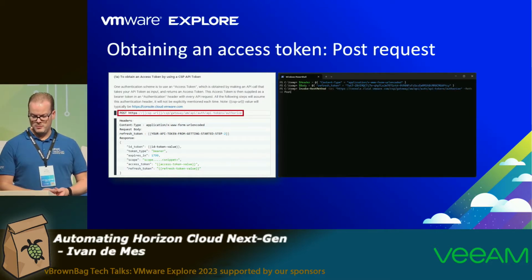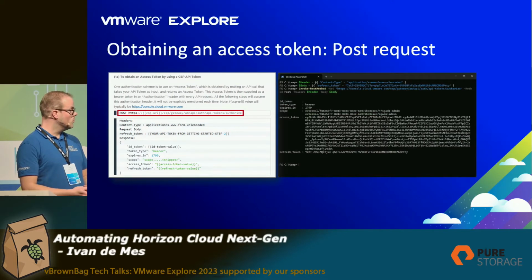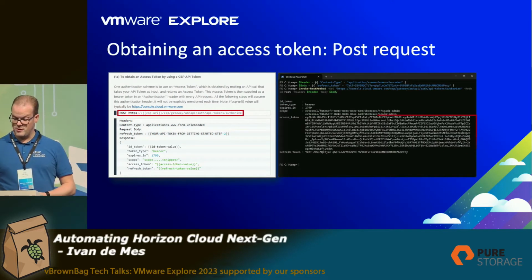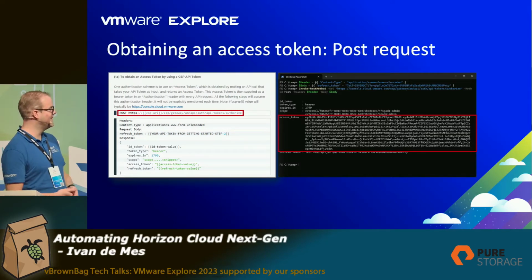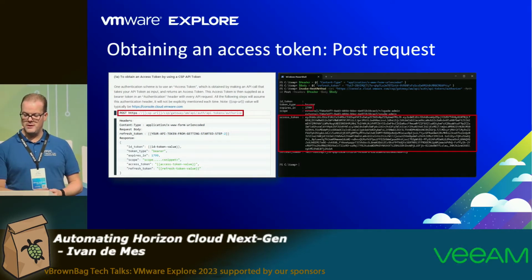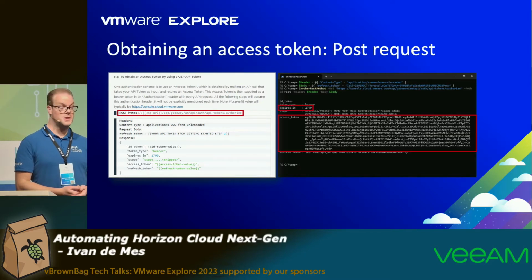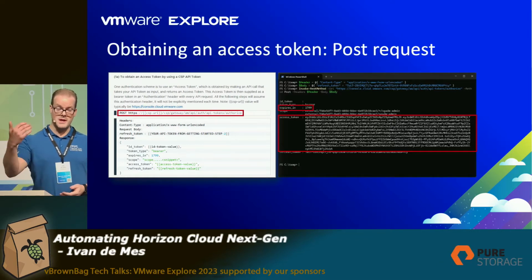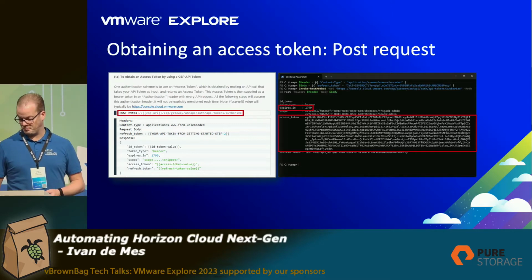Once we do that, we do the post command. We get our access token in return, which is this long string. You can also see that it has an expiration of about 1800 seconds, which is about 30 minutes. So once this access token has expired, you need to regenerate that access token again.